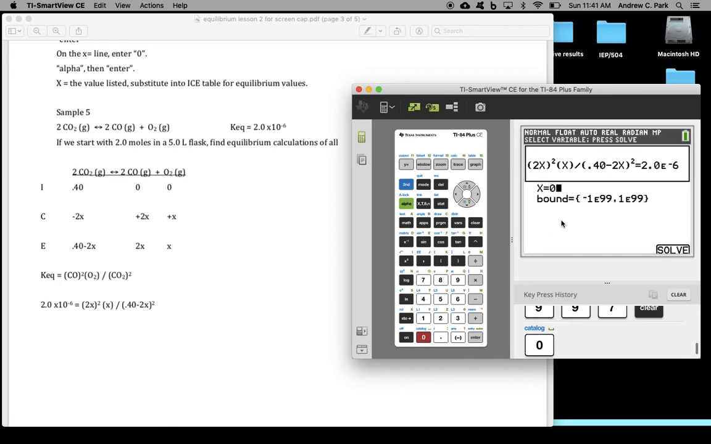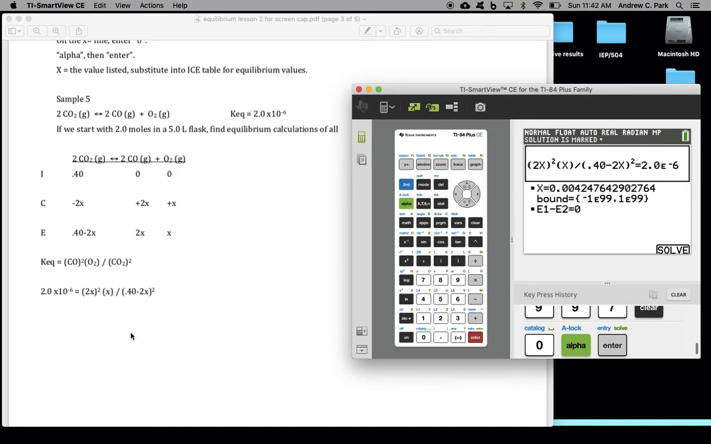And now, the solving function is an alpha function, which means it's a green button function. So I'm going to hit the alpha and then enter. And there is my solution for X. So X is 0.00425.